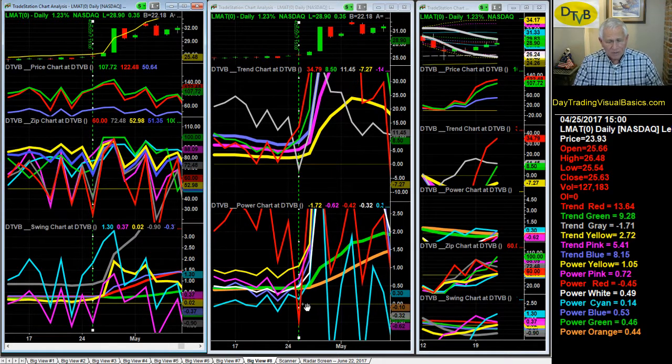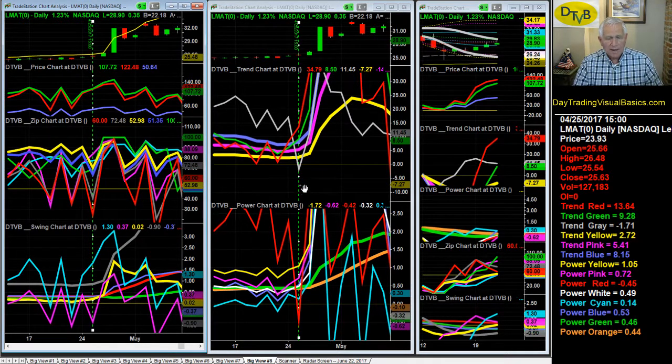The key thing with Zion is that it is under orange, and the power 4 lines, pink, blue, yellow, and white, are all above power orange. And another factor is power yellow is highest. All of these things are things that typically happen when you have a gap up.